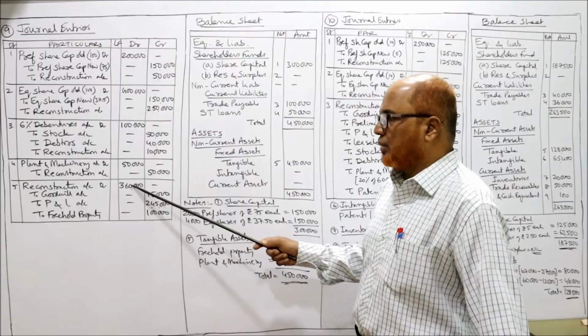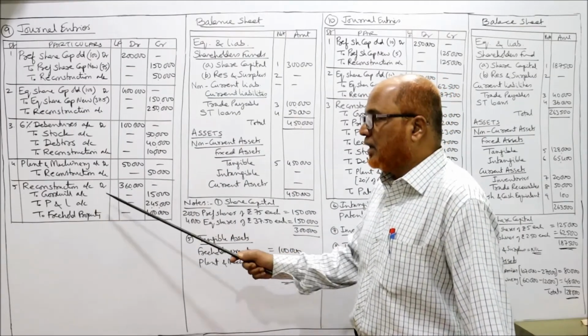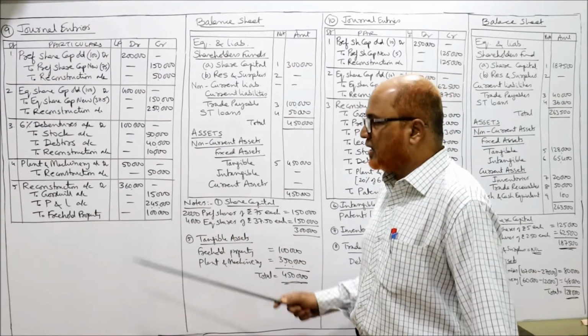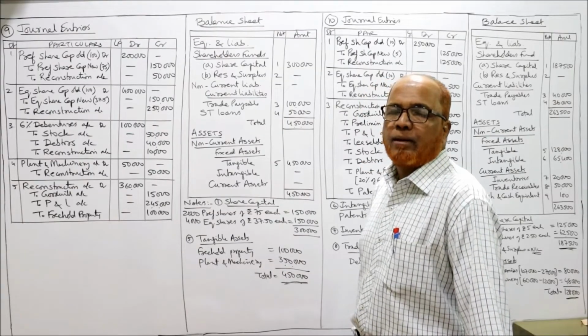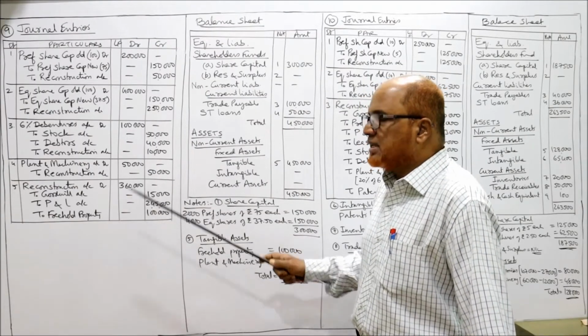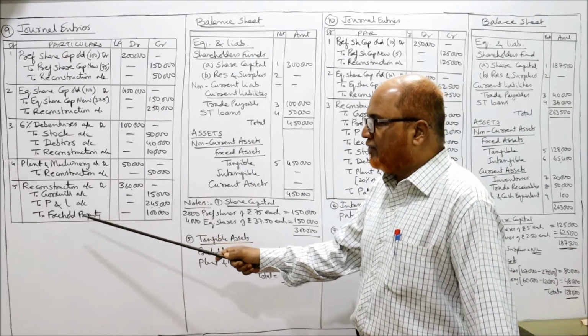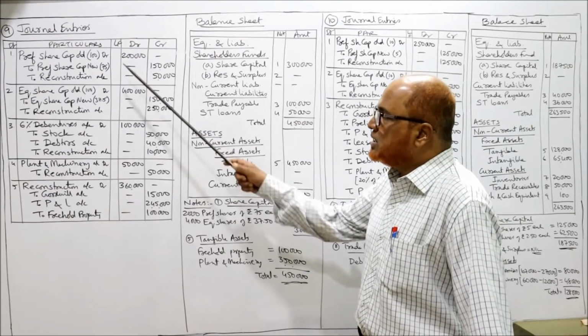So reconstruction account debit. To goodwill 15,000. We are writing off goodwill. It is given in the problem. To profit and loss account fictitious asset, write off. Then freehold property will be written off by 1 lakh. So total it will be 3,60,000. Being the goodwill and P&L account written off and freehold property written off according to reconstruction scheme. So these are the entries.